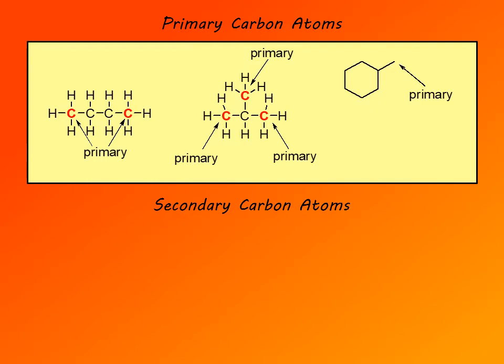And finally, the structure on the right is methylcyclohexane. This is a line formula. So now note how in a line formula a primary carbon is shown. It's at the end of the bond.